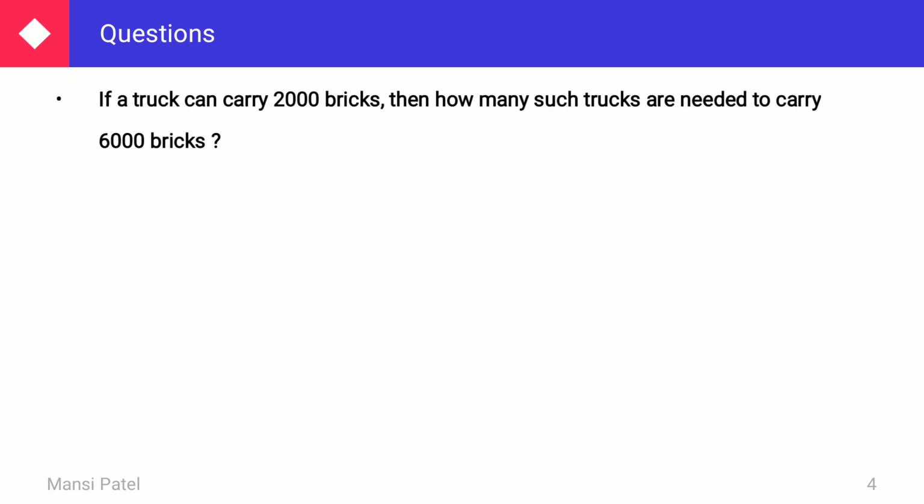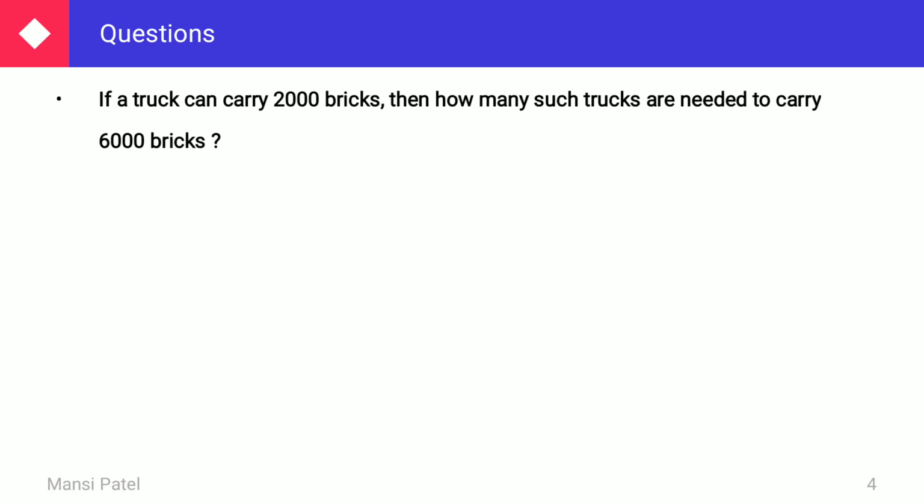In this question, they were given one truck. In one truck, how many bricks are there? 2000 bricks are there. And then they were asking how many such trucks are needed to carry 6000 bricks. Now see here, they were given the quantity of one truck.